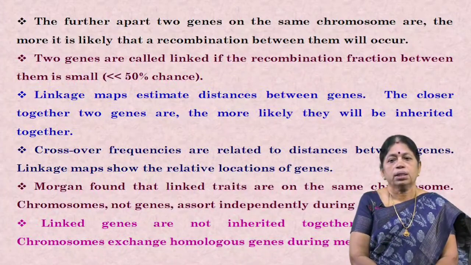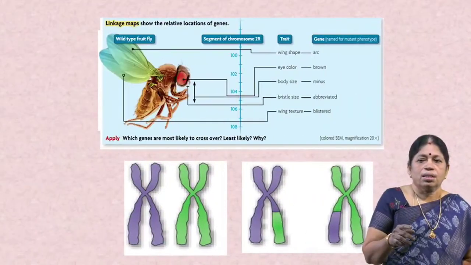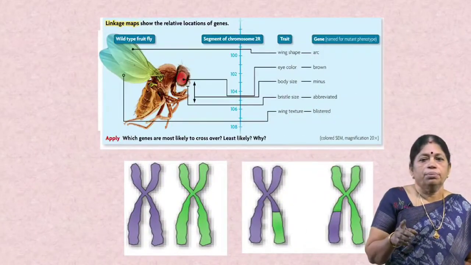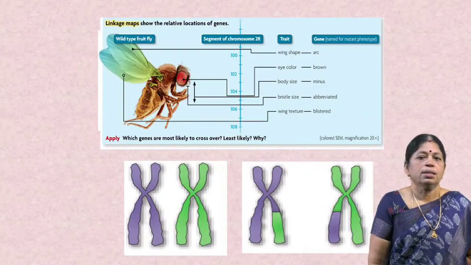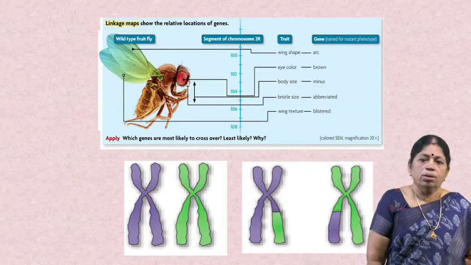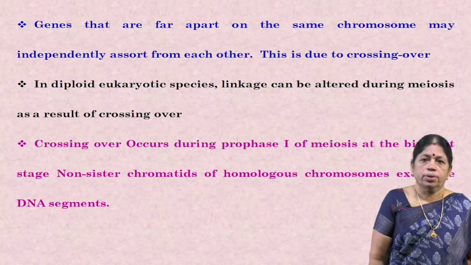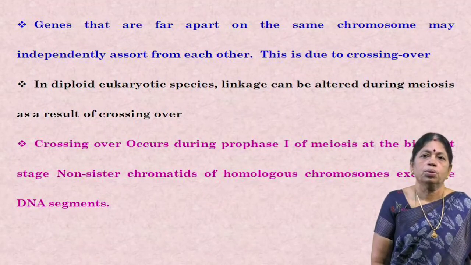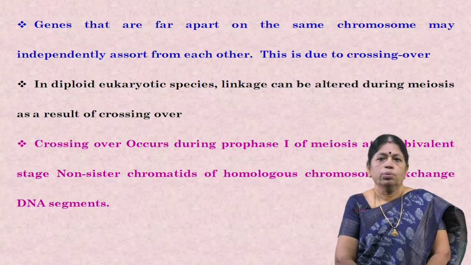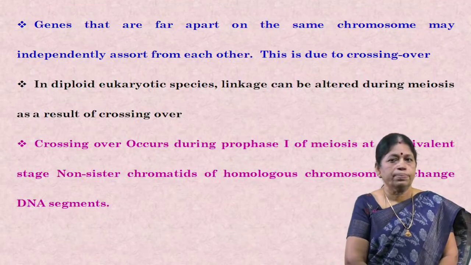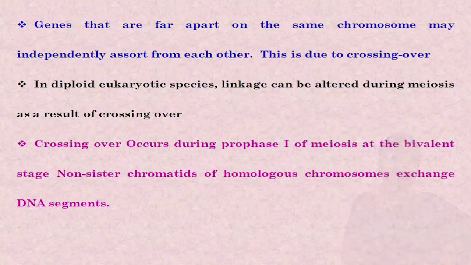So, chromosomes exchange homologous genes during meiosis. Crossing over takes place during the meiotic division, particularly in the packaging stage. The chromosomal materials are exchanged between the non-sister homologous chromosomes. Genes which are far apart on the same chromosome may assort independently from each other. This is due to crossing over. In diploid eukaryotic species, linkage can be altered during meiosis as a result of crossing over.